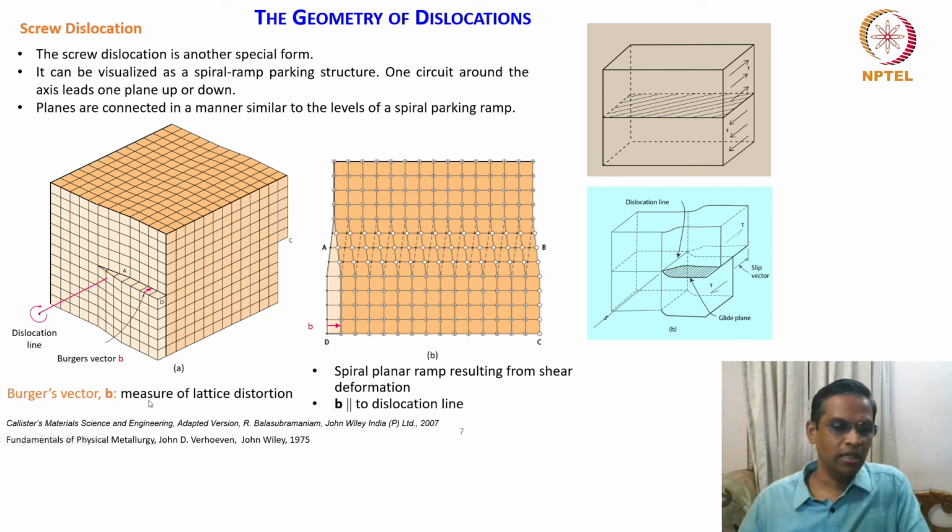Burgers vector B is a measure of lattice distortion. So this is also a measure of lattice distortion, not just describing an individual dislocation alone.